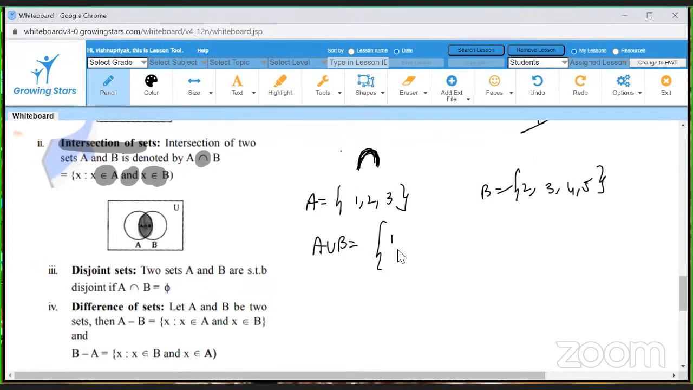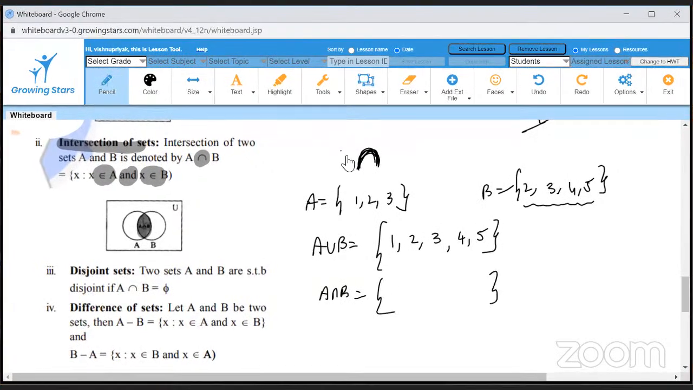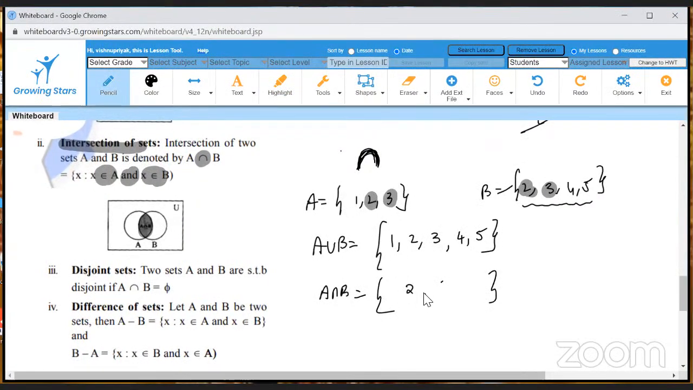I will write all the elements of A and I will take all the elements of B. But already I wrote 2, 3, so I will just write 4, 5. This is A union B. But what is A intersection B? Whichever is common, 2 and 3 are present in both. So intersection will be 2, 3. That is intersection, common.